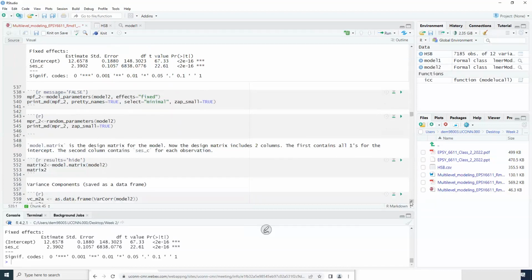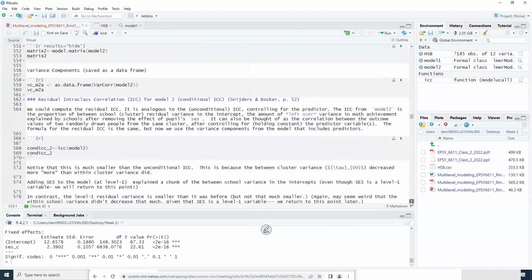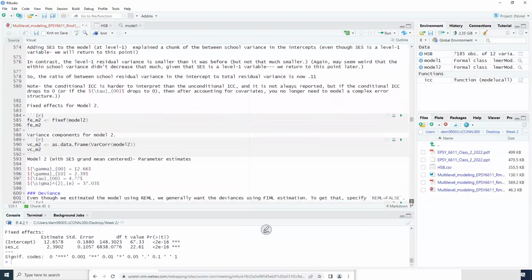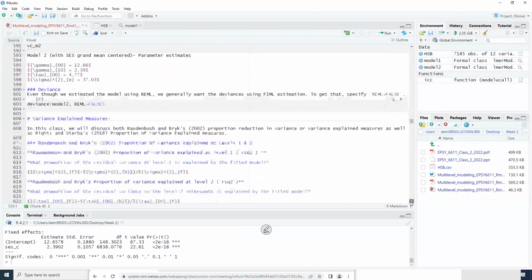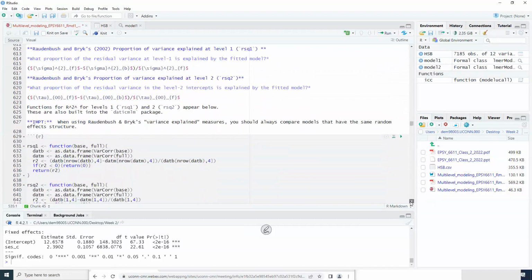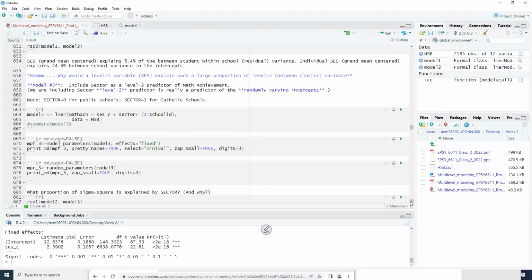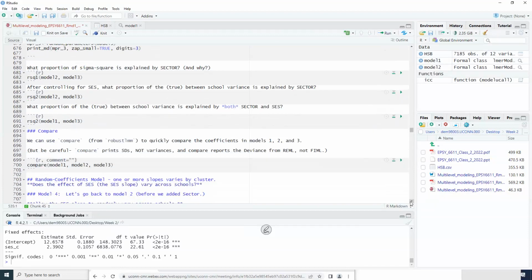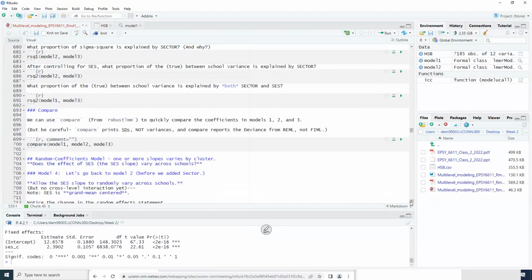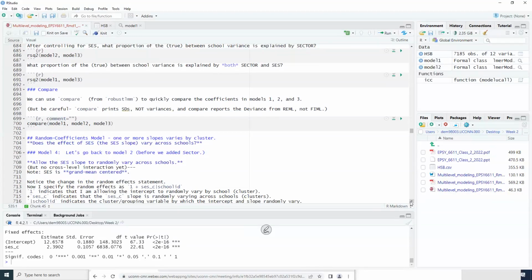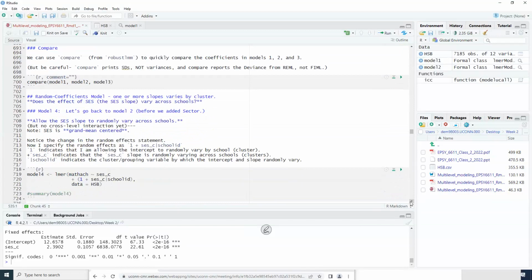Okay, so then let's go to model 3. Hold on, scrolling down. Actually, model 4. Model 4 is what I want to talk about. So let's go to model 4. This is the last model we talked about yesterday. This is the random coefficients model.